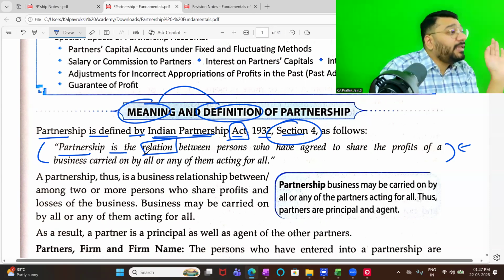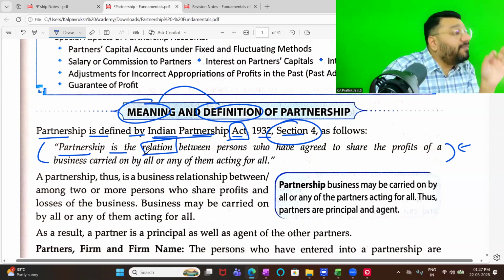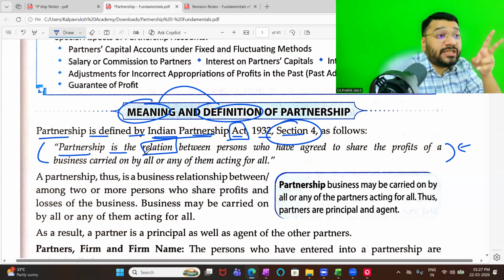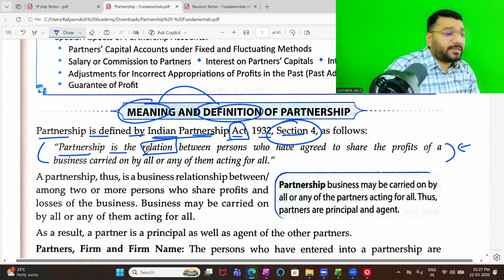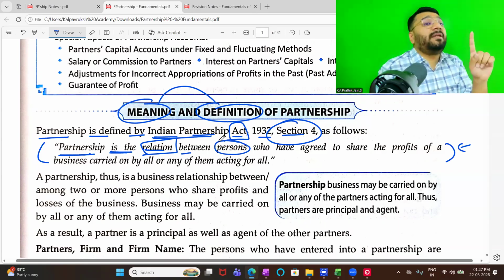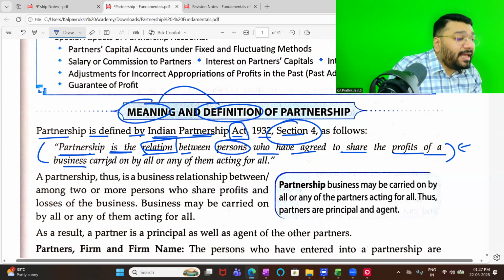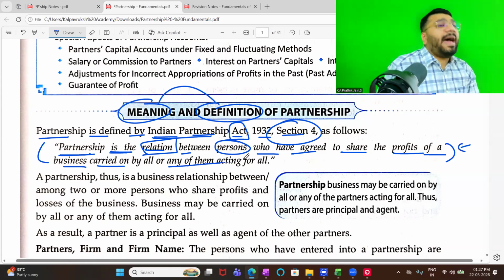But in the board exam, if they tell you to define partnership, you have to write each and every word as it is. You can't even interchange a word. You have to copy-paste. Partnership is a relation between persons who have agreed to share the profit of a business carried on by all or any of them acting for all.